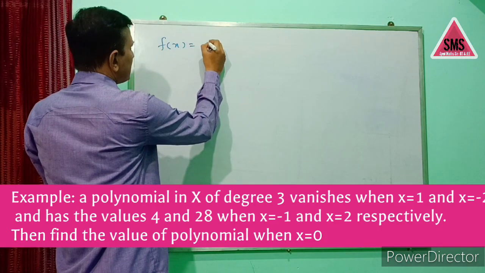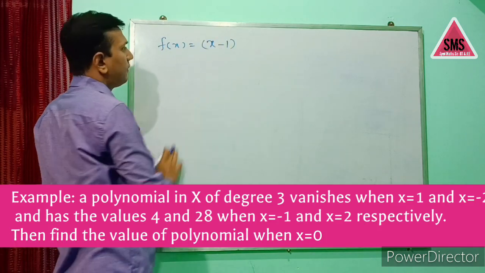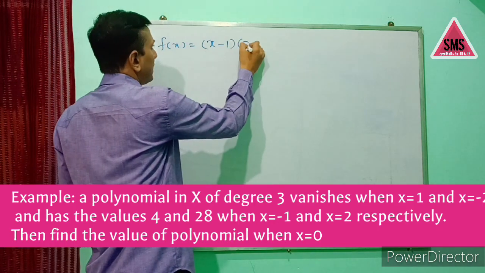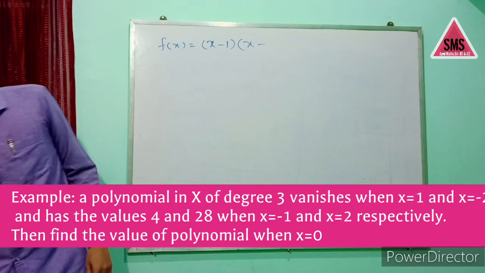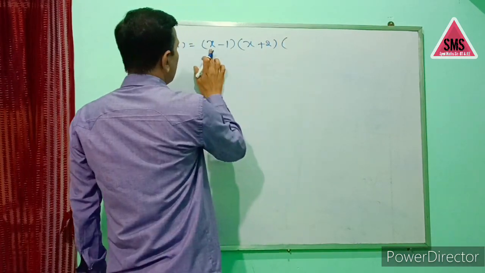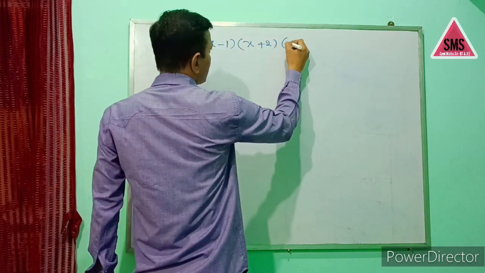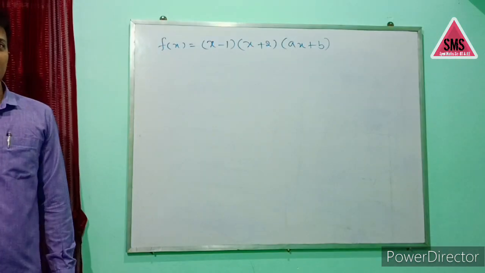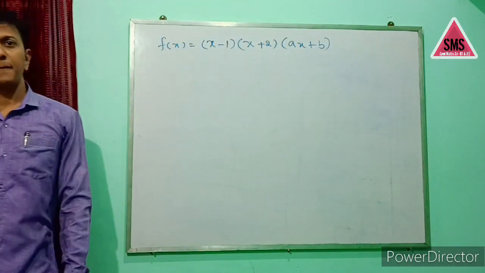So let us think that x equals 1 is a root of the equation, then x minus 1 is the factor. x equals minus 2 means x plus 2 is the factor. Now when you multiply, we are going to get a quadratic polynomial. So we should get a cubic. That's why I am taking the other factor as ax plus b. We don't know the a and b values.